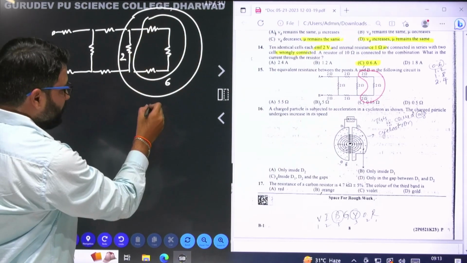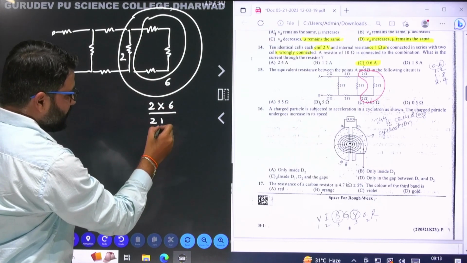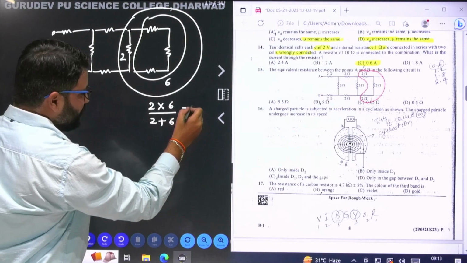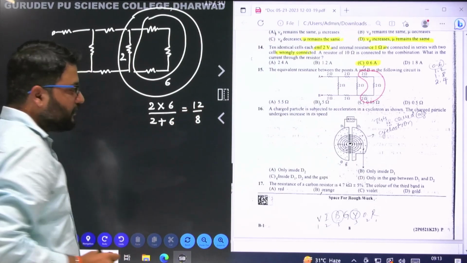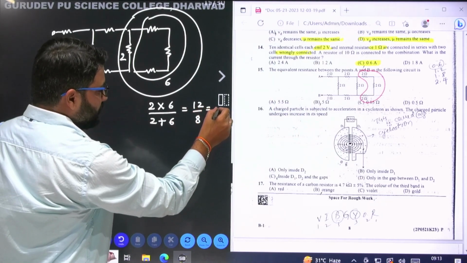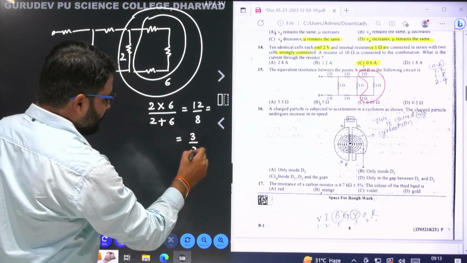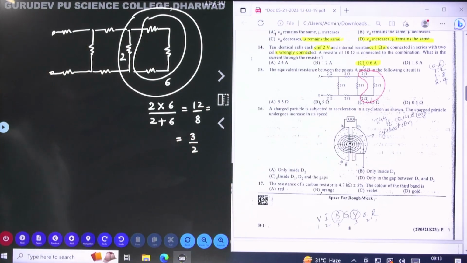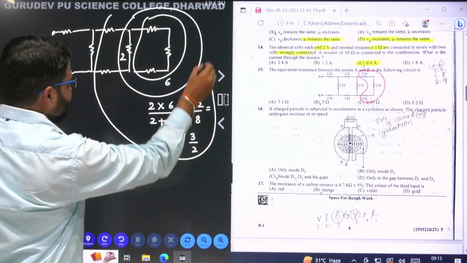What is 6 parallel to 2? 2 into 6 divided by 2 plus 6. This gives you how much? 12 by 8, which is 3 by 2. 3 by 2 is how much? 3 by 2 is 1.5. If you wish to, you can keep it as 1.5, or else you can proceed in the same manner. Now I will try to combine this whole thing.